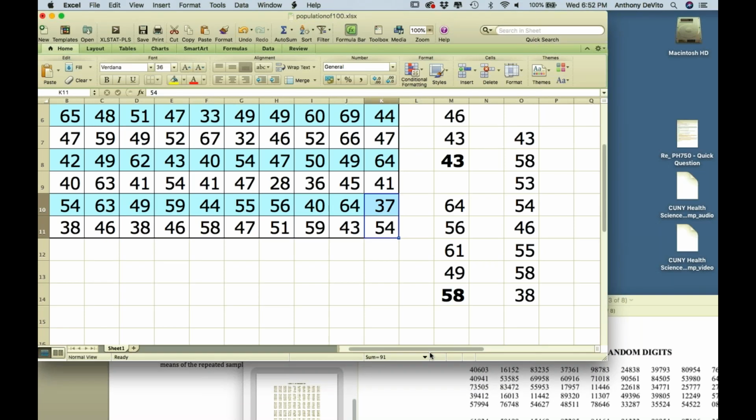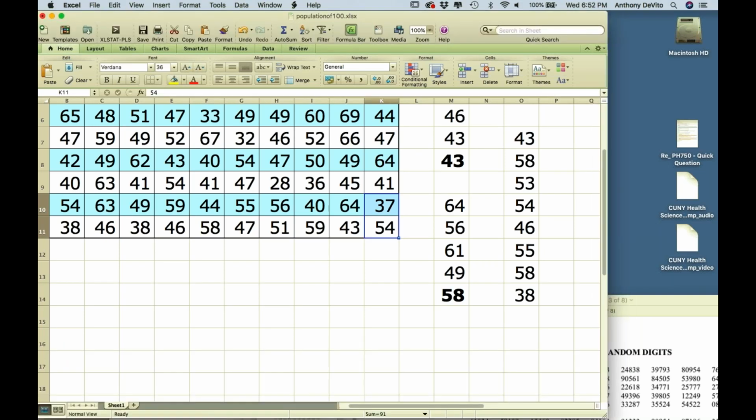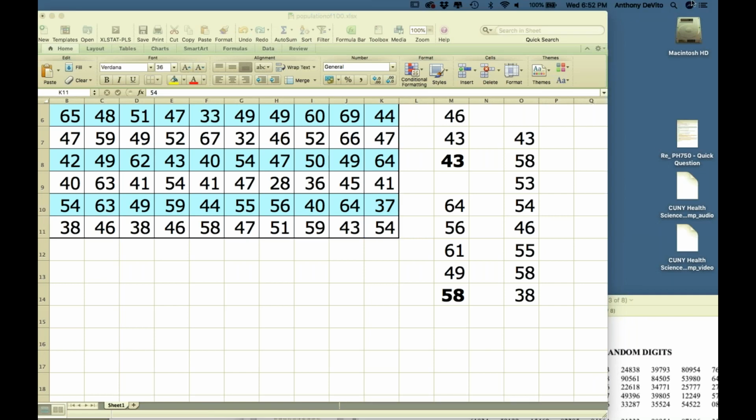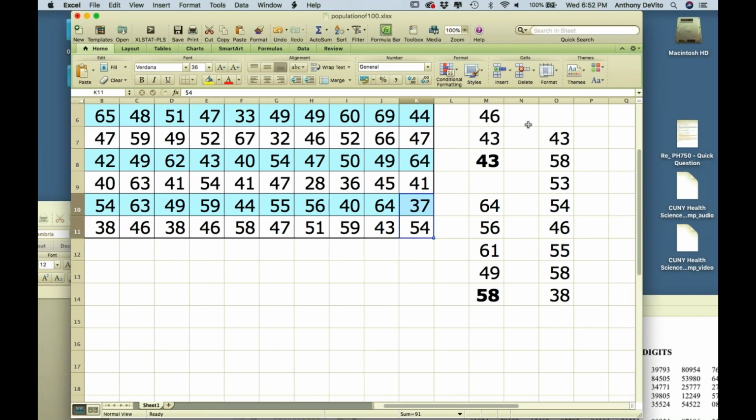Let me expand this so we can see it on the full screen. I've got to move my little chat box over here so I can see it too.